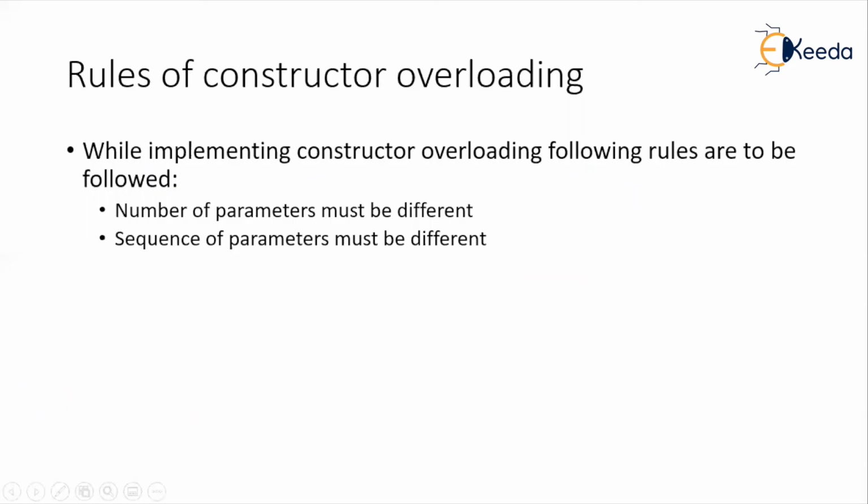So what are the rules for implementing constructor overloading? I guess you might have understood so far through the code, but let's revise. Whenever we need to implement constructor overloading, the number of parameters which we are passing to each constructor must be different, or the sequence of parameters which we are passing to the constructor must be different. So, by following these rules, we can implement constructor overloading in our classes.